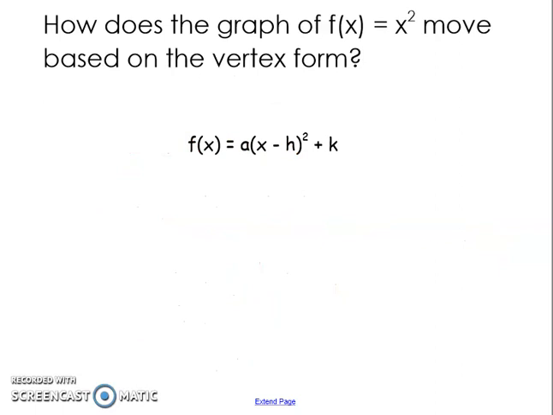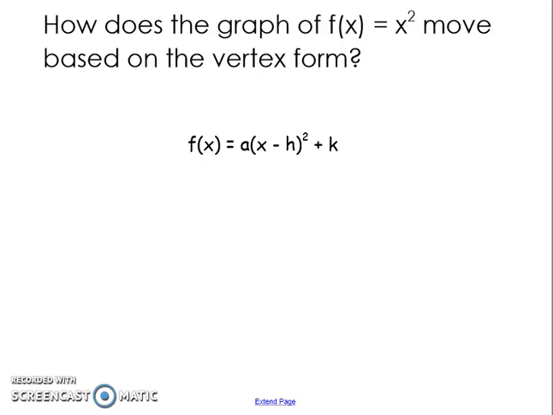How does the graph of f of x equals x squared move based on the vertex form? x squared is called our parent function. It's the most basic form of a quadratic function. That means that there's no movement, so there's nothing being added or subtracted or multiplied or divided. It's just the basic function that we have. Once we start to do different operations, we turn it into vertex form, and that's going to translate and rotate and flip and move our graph in different directions.